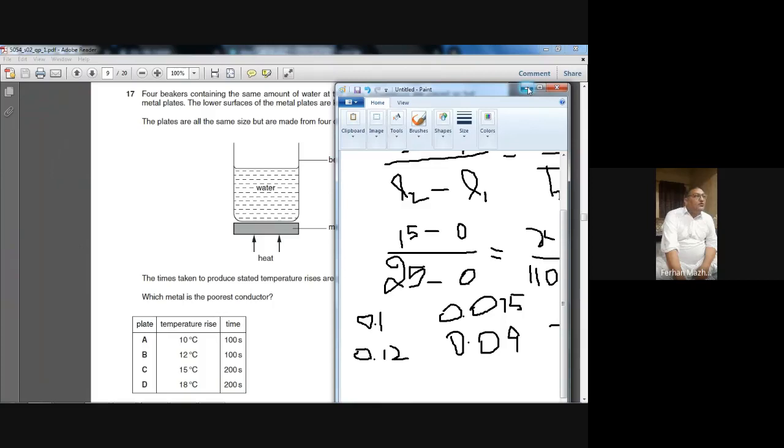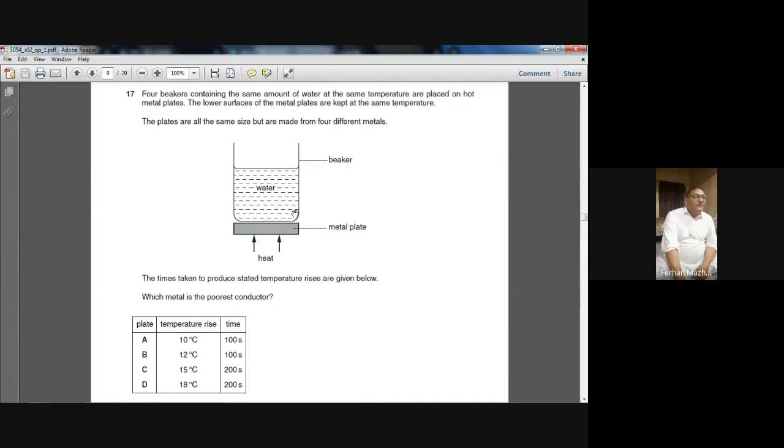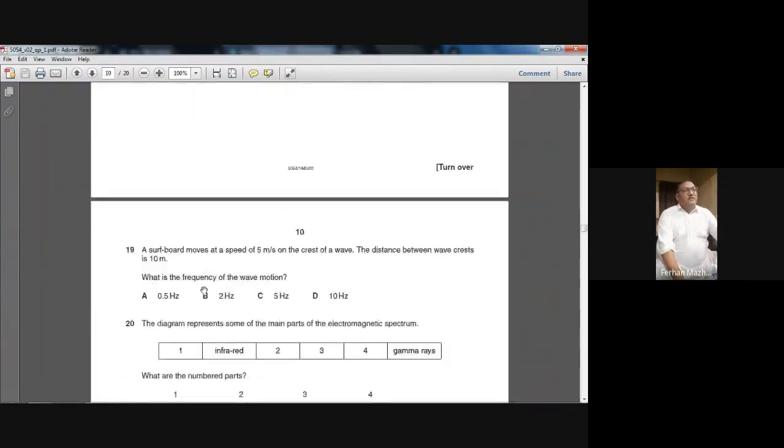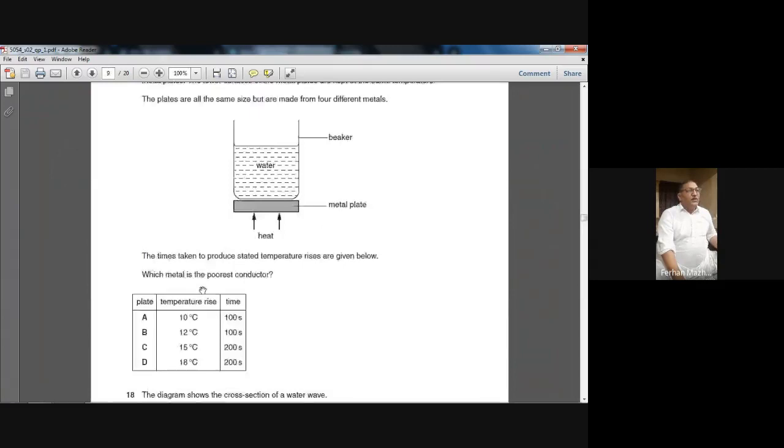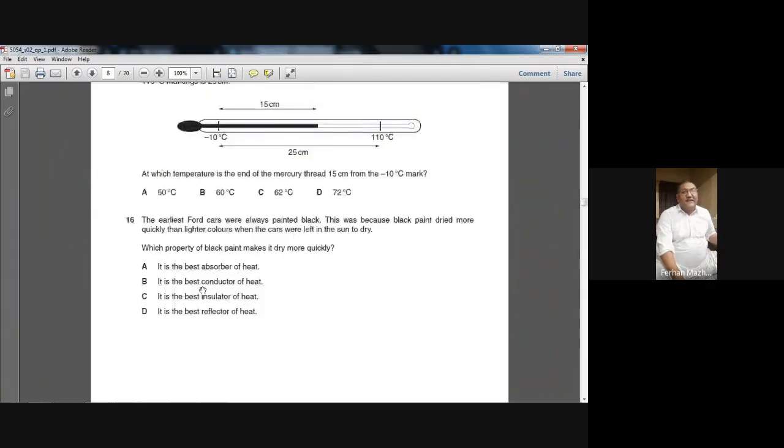So this was the summer 2002 paper, and I hope that you have understood it. Let's move to the next paper, where the concept has changed. We have done 14, 15, 16 and 17 number MCQ in the summer 2002 paper.